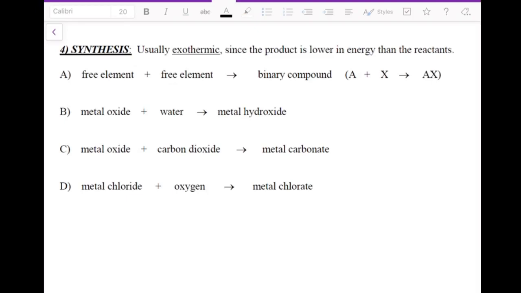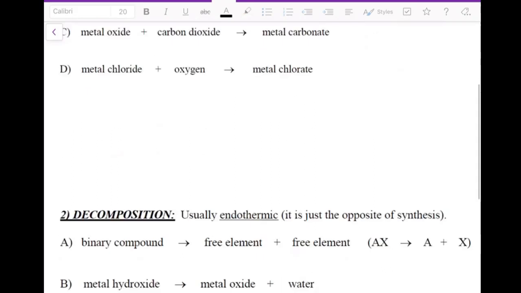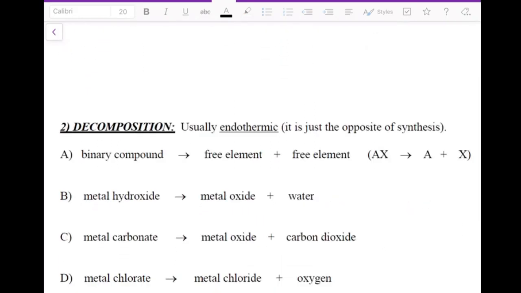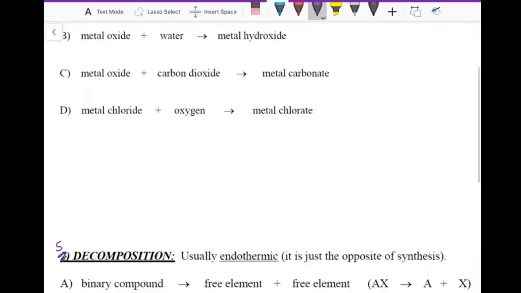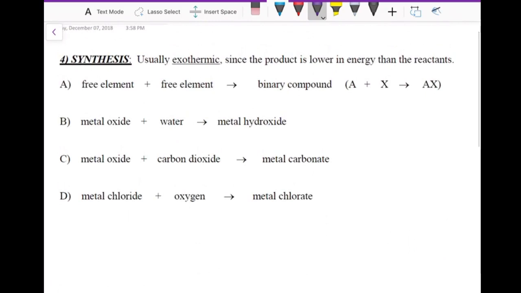So today we're going to talk about synthesis and decomposition reactions. If you get your sheet out that has your notes on it, this is reaction type 4 and 5. I don't know why that says 2. It should say 5. We're going to go through the first four types of each, because synthesis and decomposition can be broken down into a couple different types. A through D is what we're going to go through today.